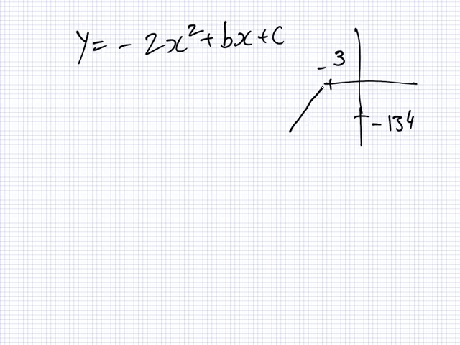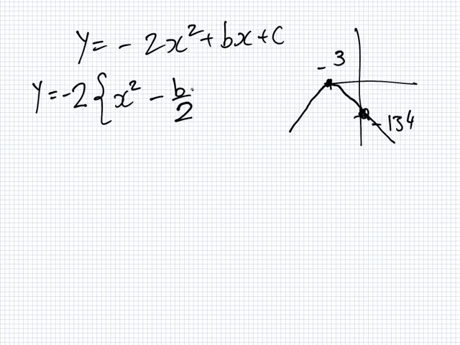So the graph looks like this. It crosses the y-axis at minus 134. The vertex is not at y equals 0. I don't know what it's at, but I just drew it at minus 3, whatever it is. Right, so first I should take out the minus 2. And then I'm left with x squared minus b over 2x minus c over 2.